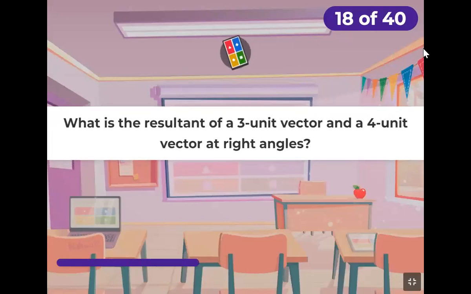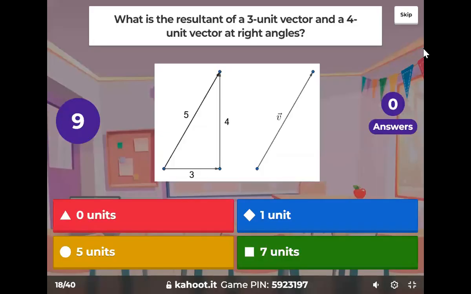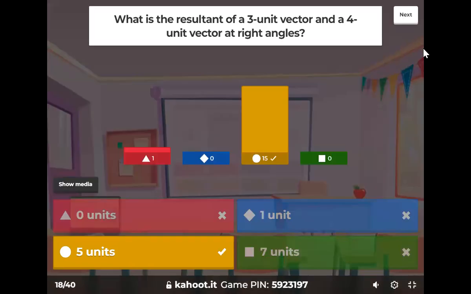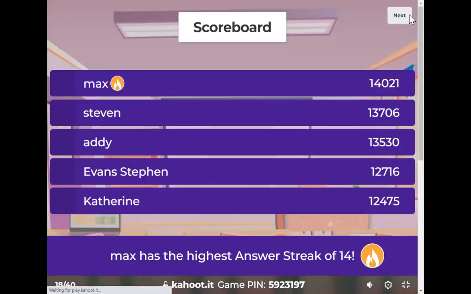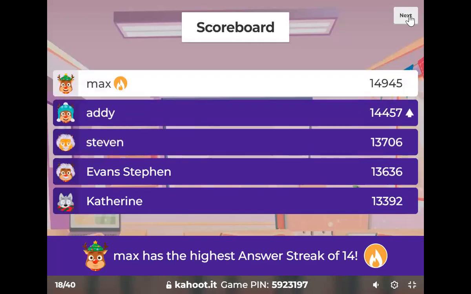What's the resultant of a 3-unit vector and a 4-unit vector at right angles? Bam. There's the answer right there, right? There you go. The answer was right there. And very similar to what we just did. Pythagorean theorem. So 3, 4, 5, special right triangle. Got Catherine, Stephen, Addie, Max on fire.